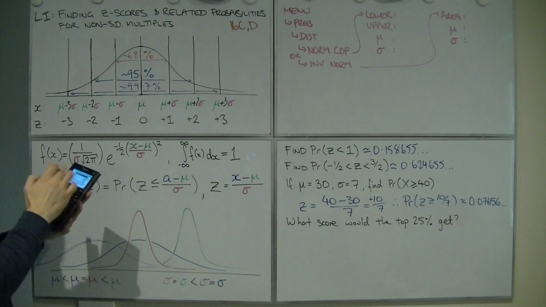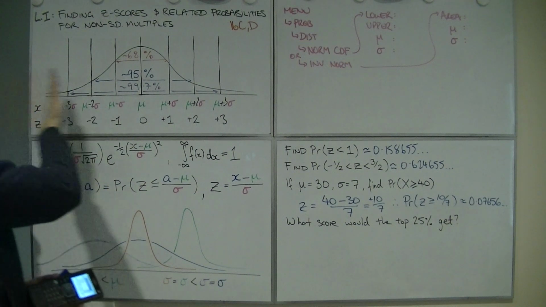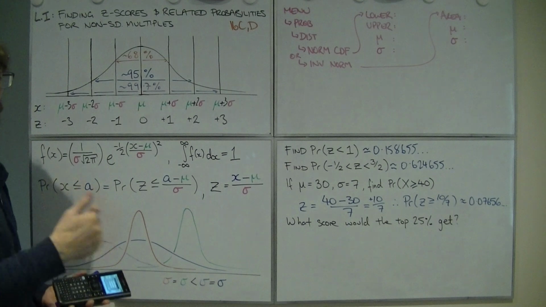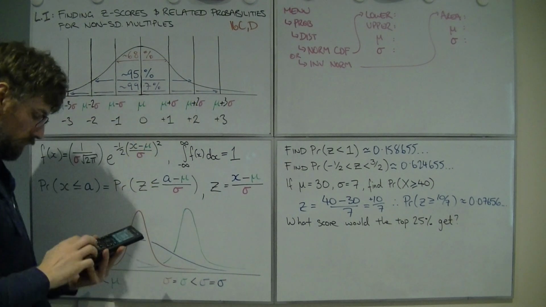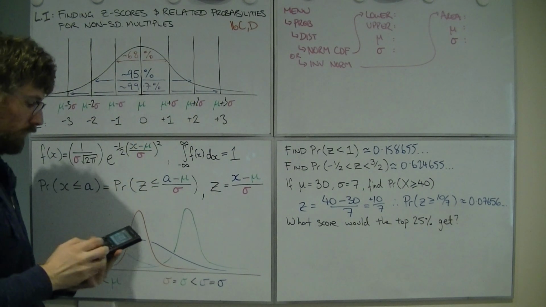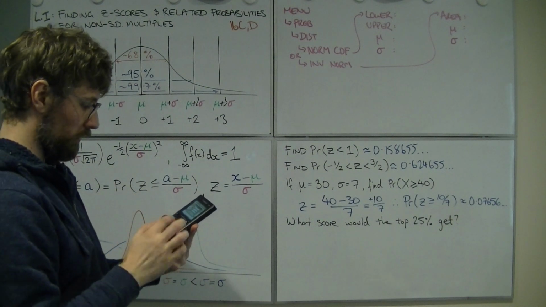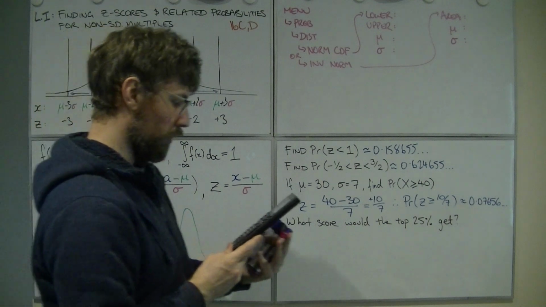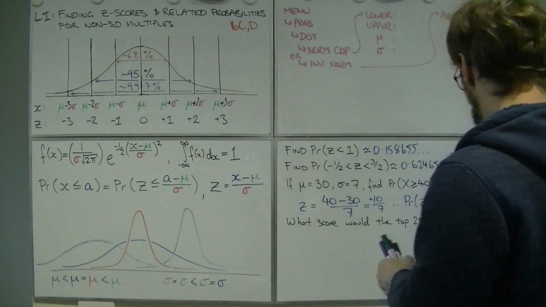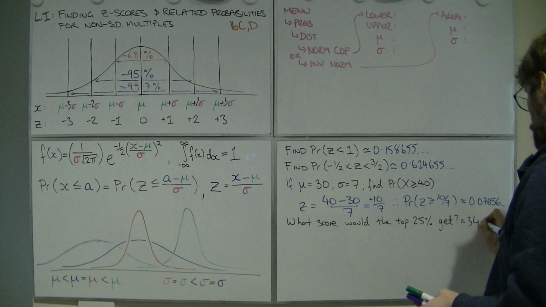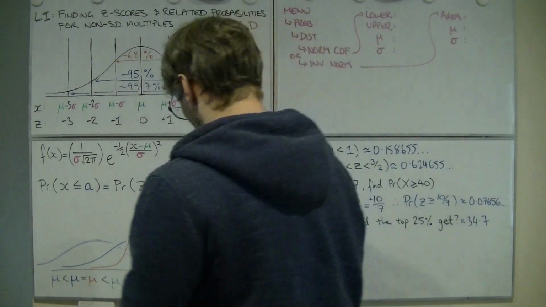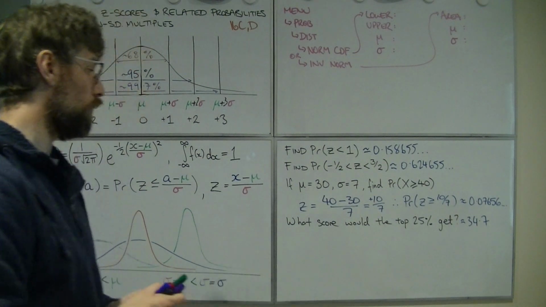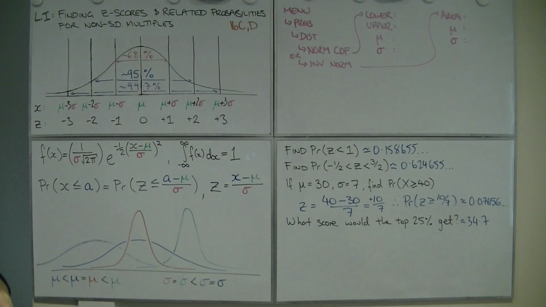If we do that, the way the calculator always counts is from the left. So when we're doing the top 25%, we actually want to tell it the area is 0.75 so that it counts from the left. So 0.75, our mean is 30, our standard deviation was 7. Bang, gives us 34.7-ish. Cool. So the top quarter will get almost 35 as a raw study score. Fantastic.